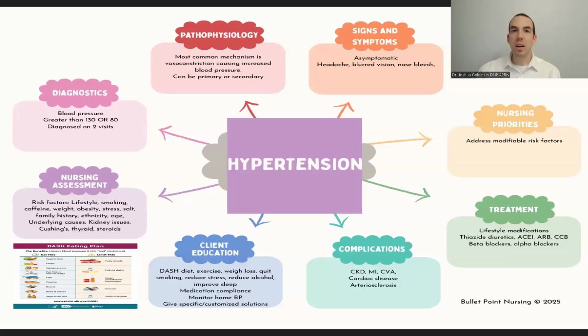Is it harmful and causing harm to the body? 100% yes. Do we need to treat it? 100% yes. But the patient's going to be asymptomatic. And the way you should teach that to the patient is that's a good thing. We want you to be asymptomatic. Once you become symptomatic, now we have problems.